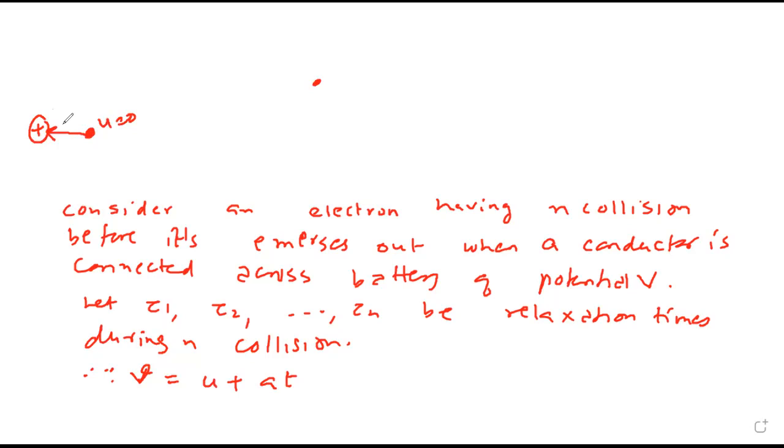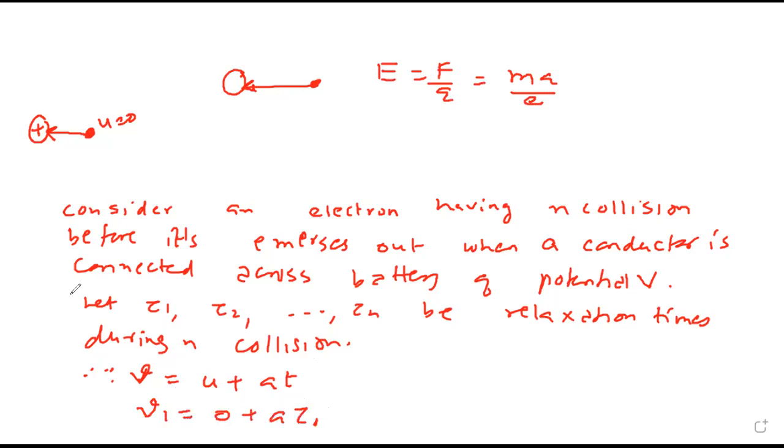Here it temporarily stops, and then it gets accelerated due to the electric field, because if there is an electric field, there will be force acting per unit charge. Force is nothing but mass into acceleration upon charge. So each electron will get accelerated by a. That means V1 is 0 plus a into relaxation time. It starts with 0, relaxes till it collides with another with velocity V1. Just copy this much, then I am writing further. Before it comes out, it will collide n times.